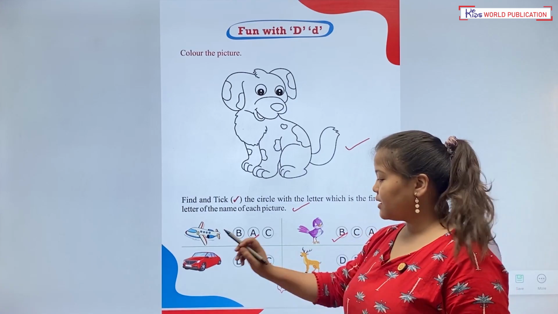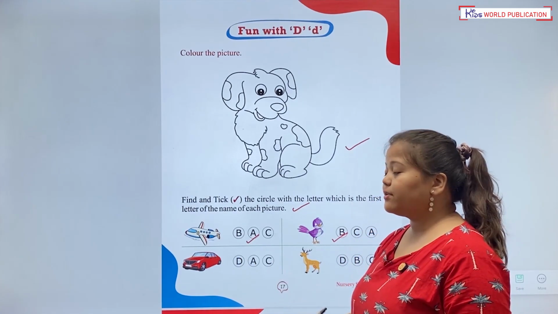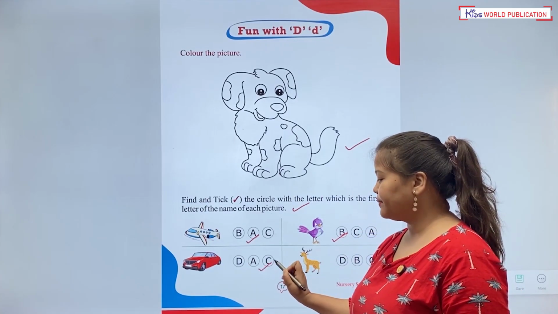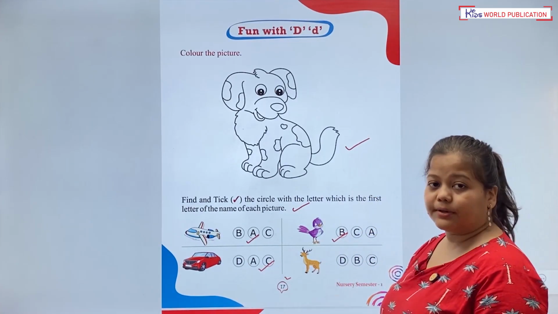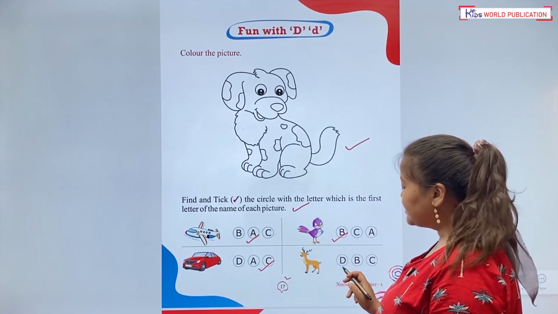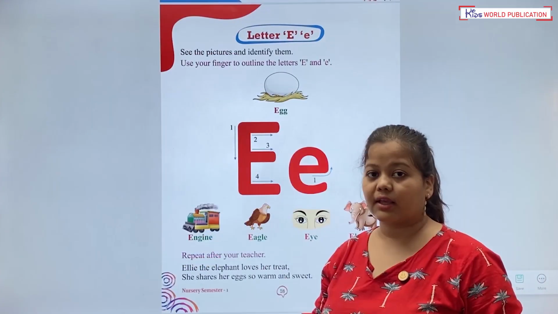Car. D, A, C. The right answer is C because C is the first letter of car. Deer. D, B, C. D is the right answer because D is the first letter of deer.